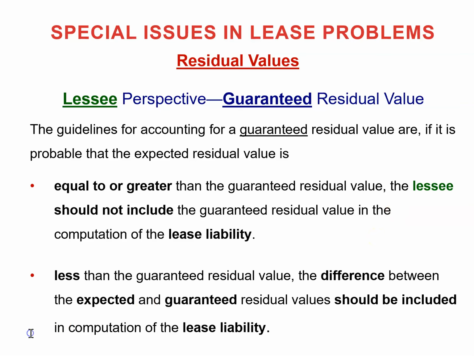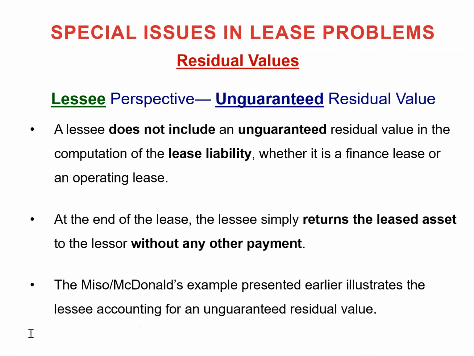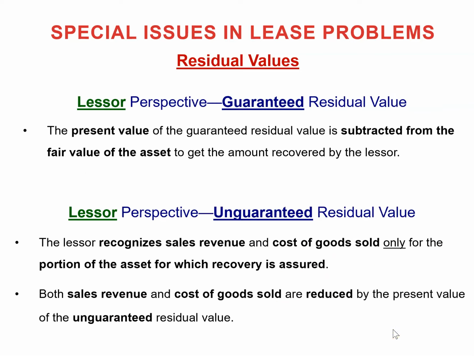Now let's see how about the unguaranteed residual value. First of all, for the lease classification test, the lessee does not include unguaranteed residual value. And to calculate lease liabilities, the lessee does not include any unguaranteed residual value, because usually at the end of the lease, the lessee returns the asset to the lessor without any other payment. We have seen this in our previous illustrations.